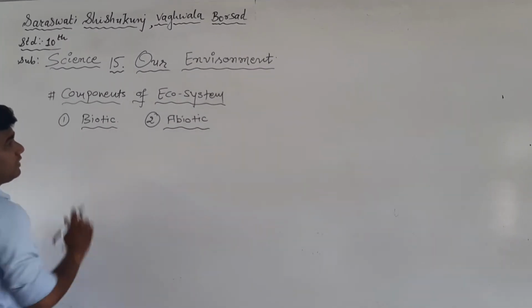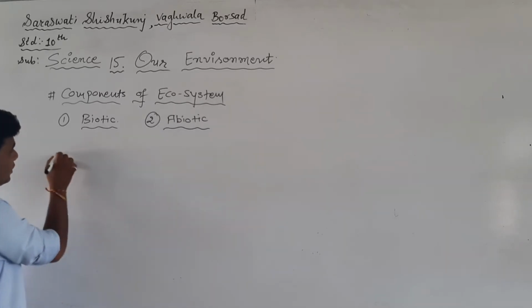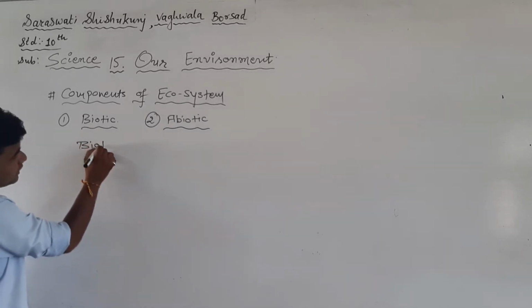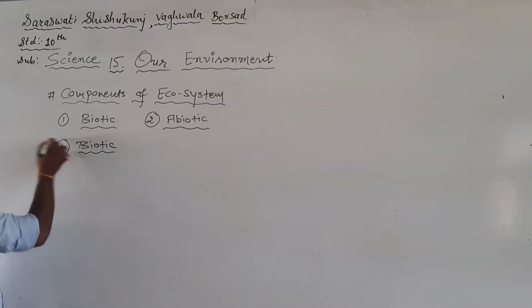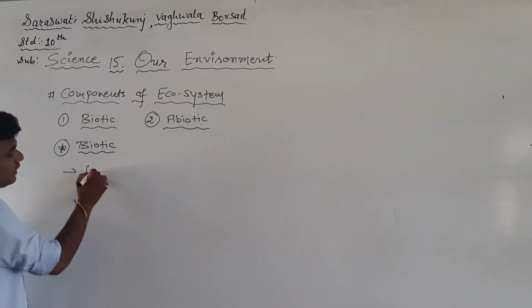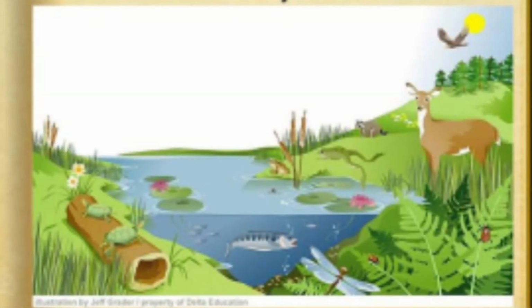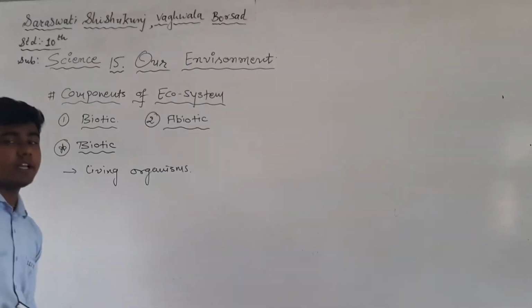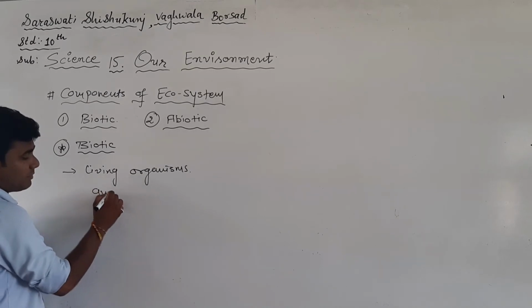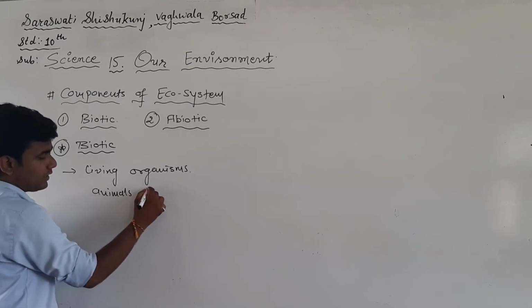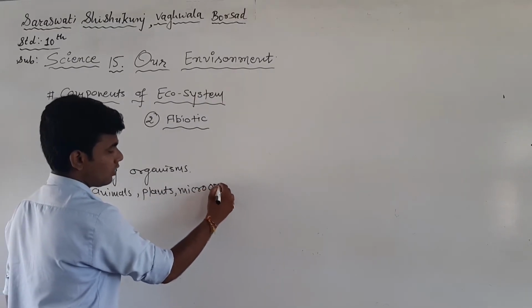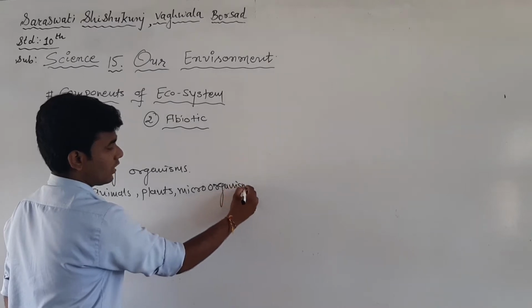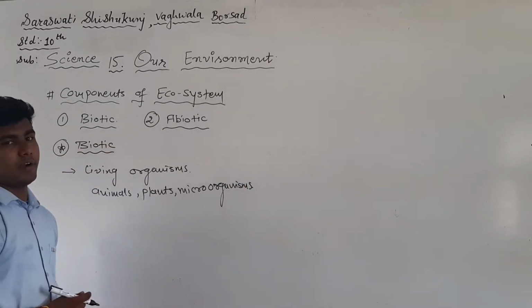So now let's understand this biotic components of ecosystem and abiotic components of ecosystem. Let's start our journey from biotic components of ecosystem. So what will be there in biotic component of ecosystem? All of the living organisms will be there in our biotic component of ecosystem. There can be animals, plants and different microorganisms as a part of biotic component.